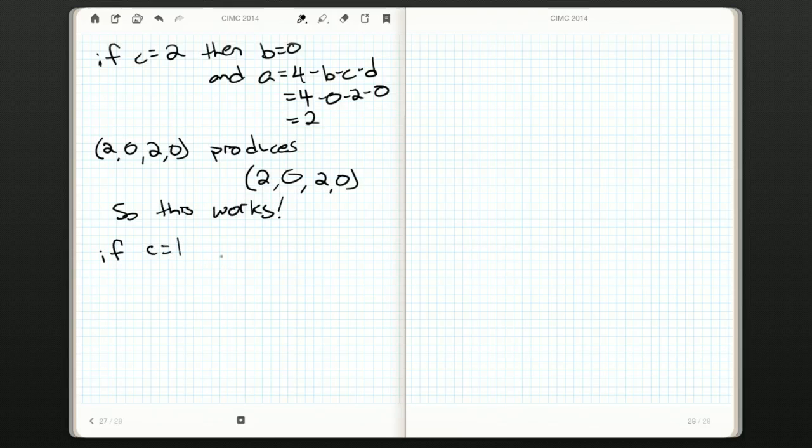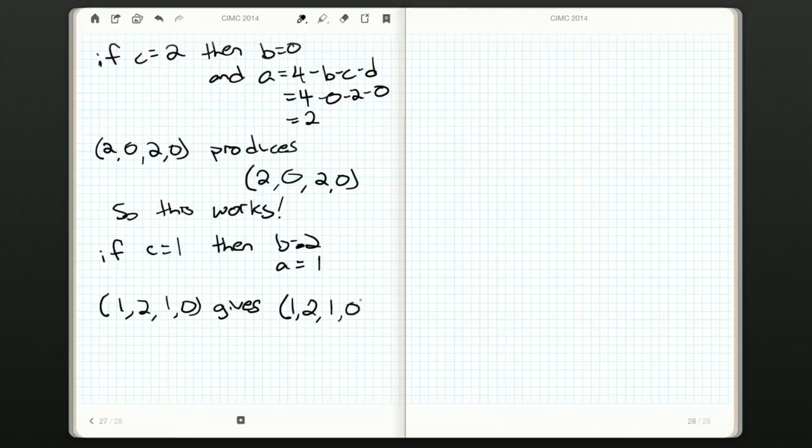Alright, how about if C equals 1? Well, then B will have to be equal to 2, and A by extension will have to be equal to 1. So 1, 2, 1, 0. What does that produce? Well, we've got 1, 0, 2 1s, 1, 2, and 0 3s.